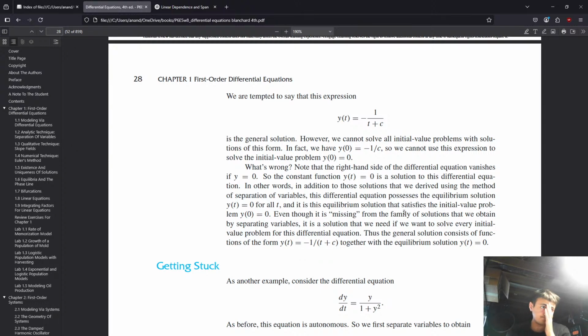So then the full set of solutions is not just y of t is equal to minus 1 over t plus c for y of 0 not equal to 0, but also y of t is equal to 0. So that gives you everything.